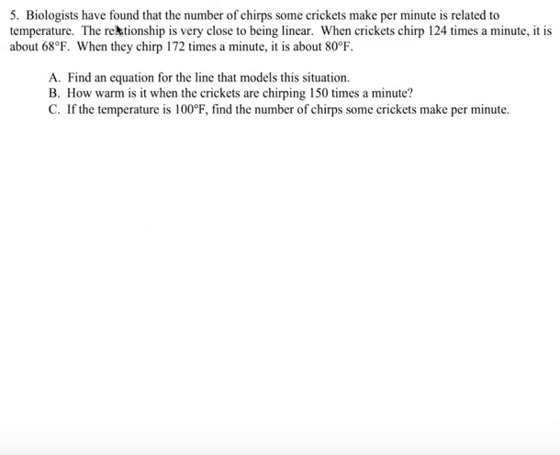Biologists have found the number of chirps some crickets make per minute is related to the temperature. And this is all true. If you ever hear a cricket outside, how many chirps you'll hear depends on the temperature. So the relationship is very close to being linear, which is why it's a model. It's not perfect, but it's going to be a good model for a linear equation.